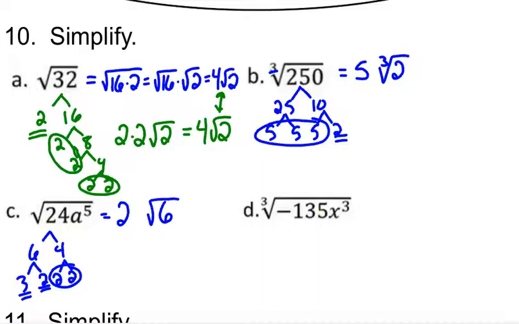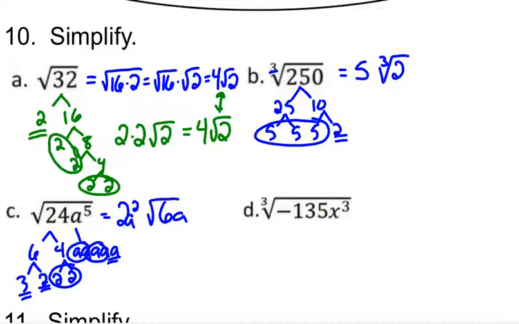Now, with the a to the 5th, we have a couple options here. You can think of it like a factor tree. A to the 5th is a times a times a times a times a. So we'll list out all 5. We're looking for groups of 2. So we can bring out 2 a's, which is a squared, and 1 a stays in.